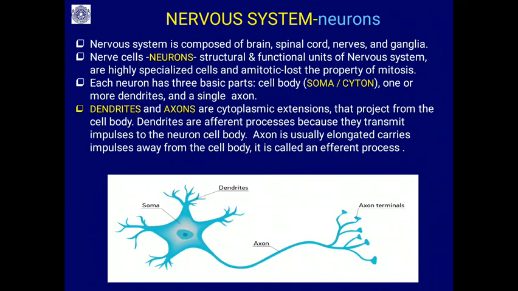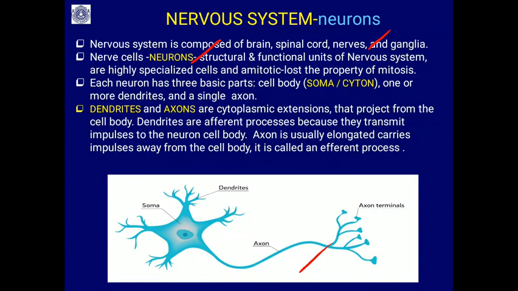Coming to the neurons, the nervous system is composed of the brain, spinal cord, nerves and ganglia. Nerve cells or neurons are the structural and functional units of the nervous system. What you see, you have studied. They are highly specialized cells, amitotic: they cannot undergo mitosis or cell division because they are specialized and have lost the property of mitosis.